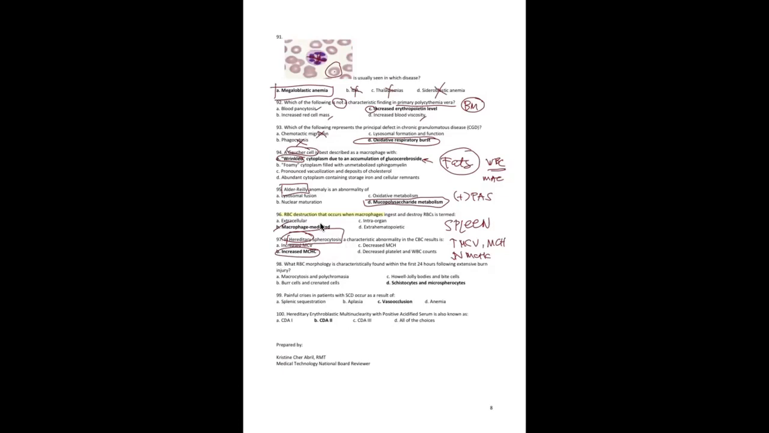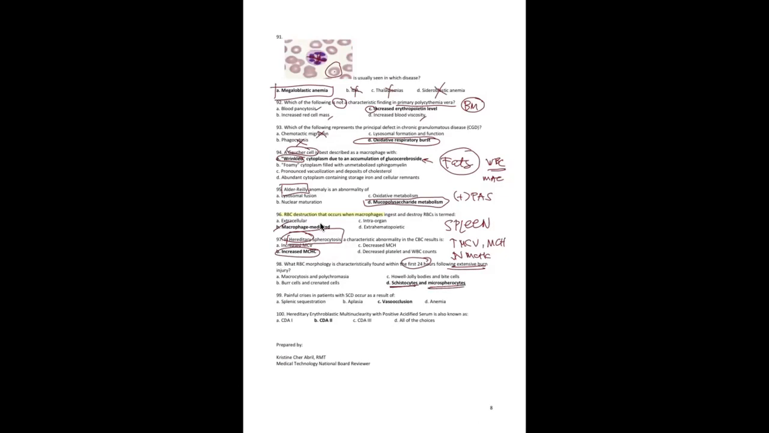Okay, number 98. We're close to the end. Number 98. What RBC morphology is characteristically found in the first 24 hours of extensive burn? May sunog yung pasyente, ano yung makikita natin? Okay, schistocytes, fragments, and microspherocytes, crenated RBCs.